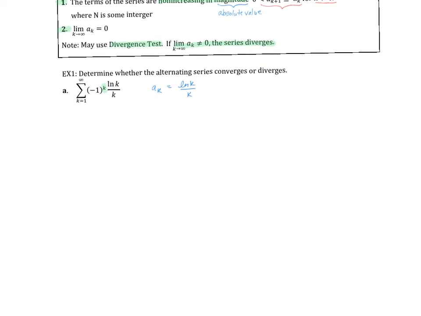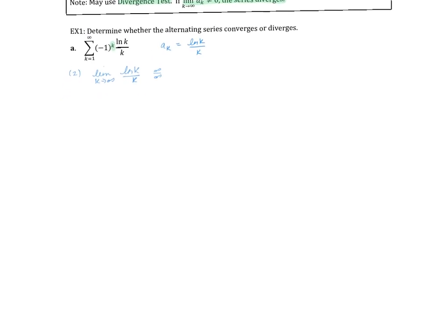I'm going to check the second condition first. I'm going to look at part 2 and take the limit as k goes to infinity of natural log of k over k, which is infinity over infinity. I'm going to go ahead and use L'Hopital's and take the limit again as k goes to infinity, and I will get 1 over k over 1, or simply 1 over k. Now I know that that limit as k goes to infinity is 0. So I've met the second condition of the alternating series test. Now I'm going to go back and check the first condition.